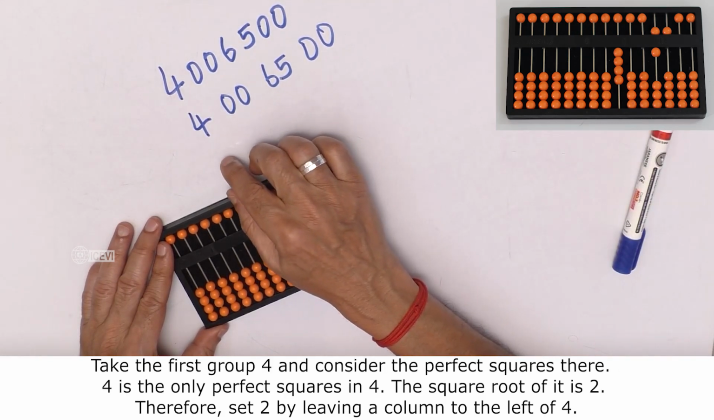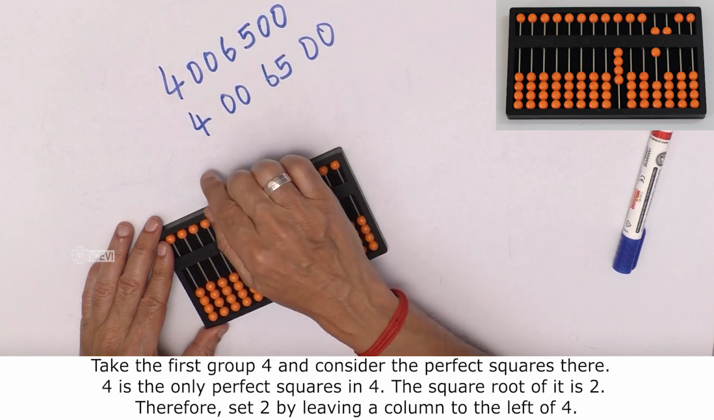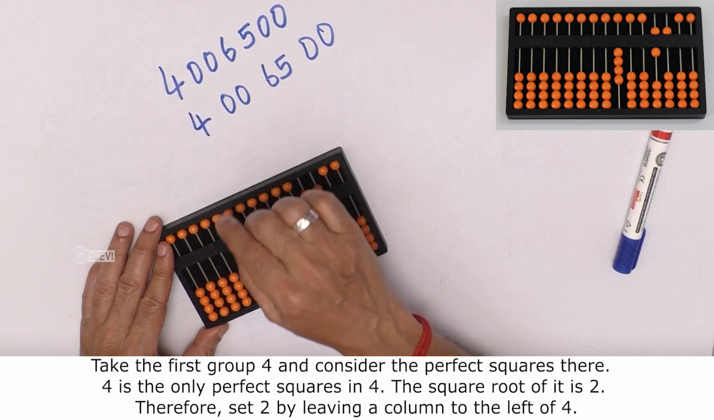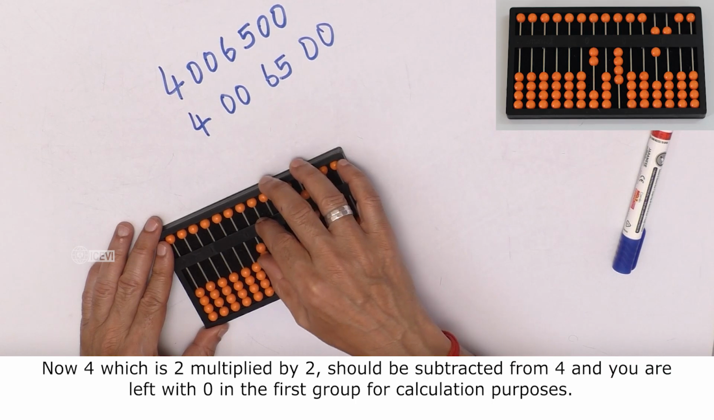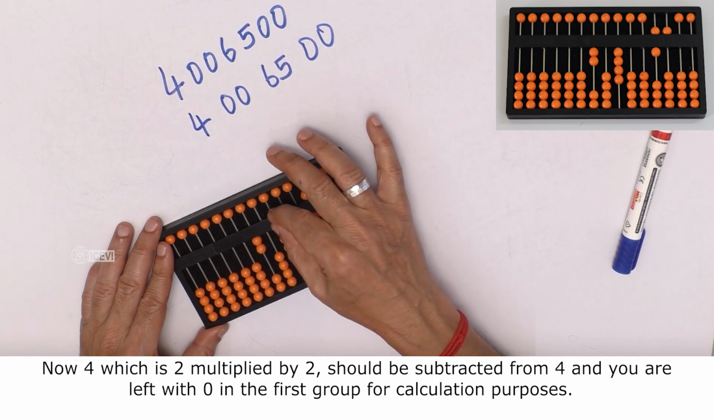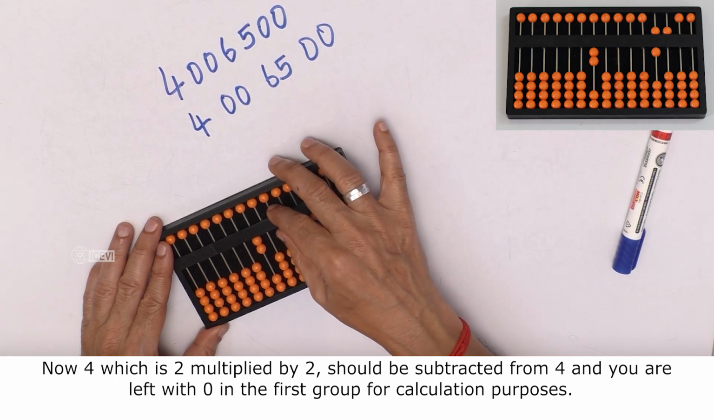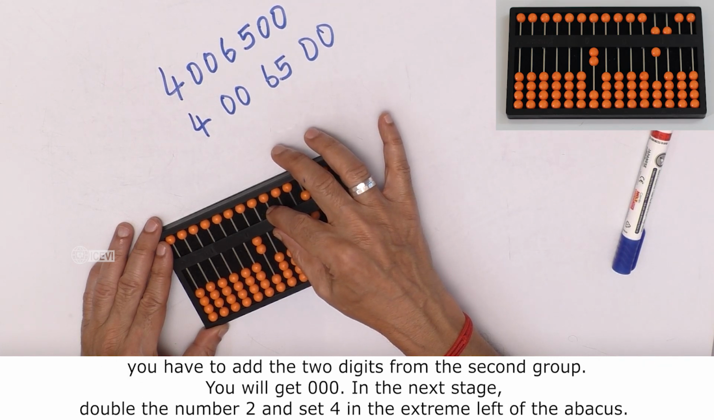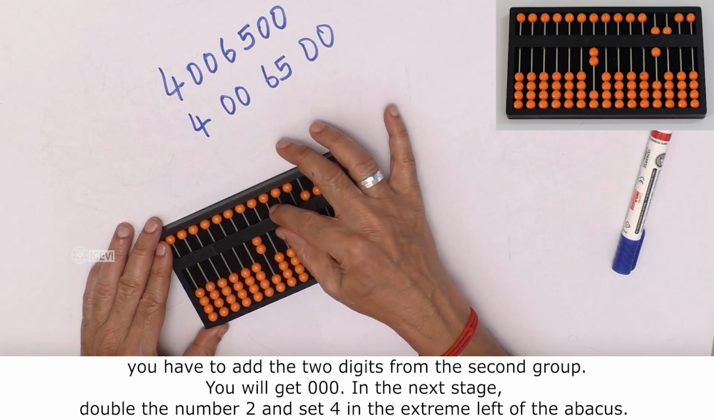Take the first group, 4, and consider the perfect squares there. 4 is the only perfect square in 4. The square root of it is 2. Therefore, set the 2 by skipping a column to the left of 4. Now, 4, which is 2 multiplied by 2, should be subtracted from 4, and you are left with a 0 in the first group for calculation purposes. Now, you have to add the 2 digits from the second group. Now, you will get 0, 0, 0.